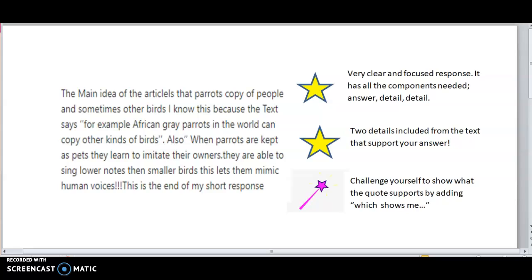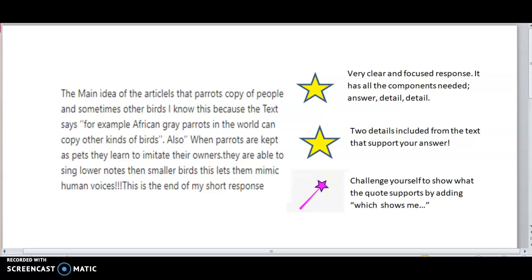Happy Thursday. Before we get started on today's lesson, I want to showcase one of our responses that we received this week. The article was about parrots being able to copy the sounds they hear from either humans or other birds. And the question asked what the main idea of the article was. So, one of our very own third grade scholars responded and said, "The main idea of the article is that parrots copy of people and sometimes other birds."